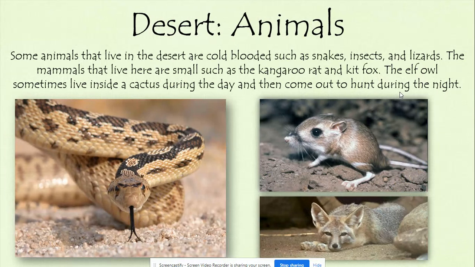Some animals that live in the desert are cold-blooded, such as snakes, insects, and lizards. The mammals that live here are small, such as the kangaroo rat and kit fox. The elf owl sometimes lives inside a cactus during the day and then comes out at night to hunt.